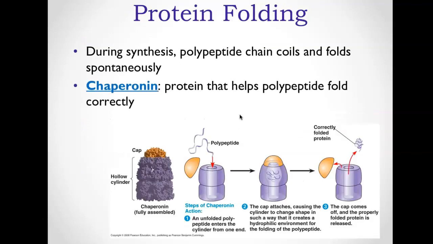Okay, so how does a protein actually get folded? The polypeptide chain coils and folds spontaneously, but we have these other protein helpers. So chaperonins are the proteins that kind of help. Chaperonins are kind of like a dressing room. If you were trying on clothes at a store, you would be like the polypeptide. The chaperonin would be like the dressing room. You would go in, do your thing.